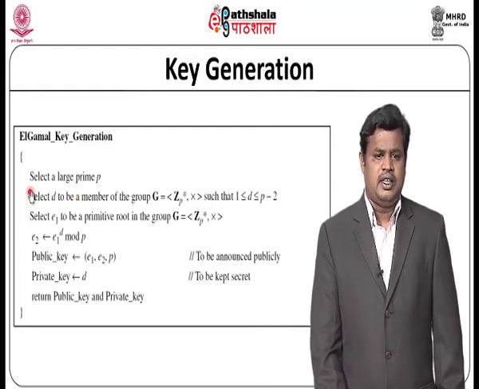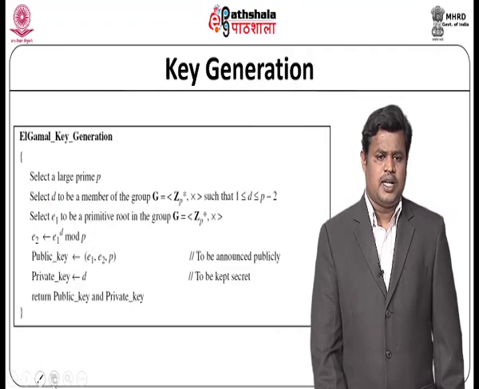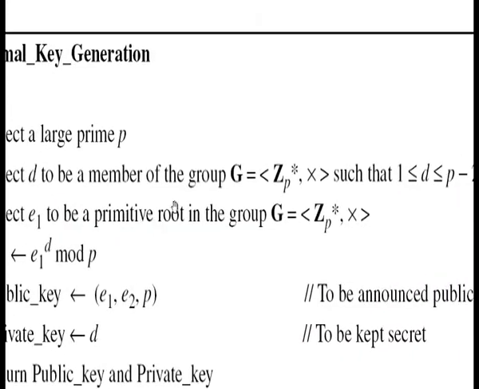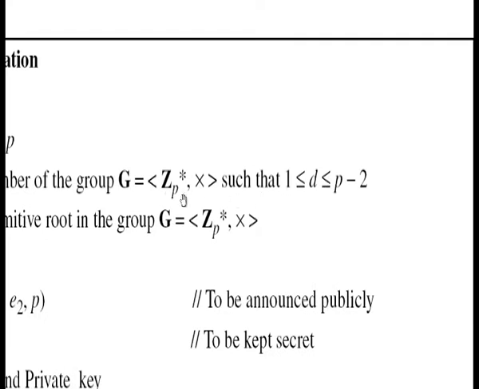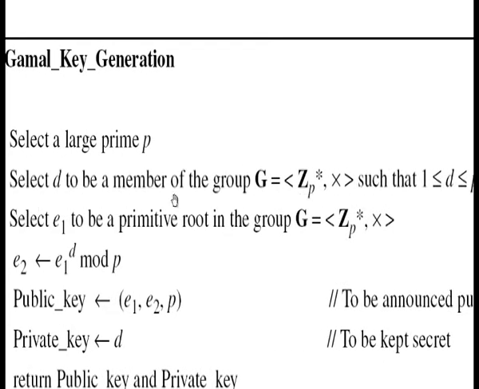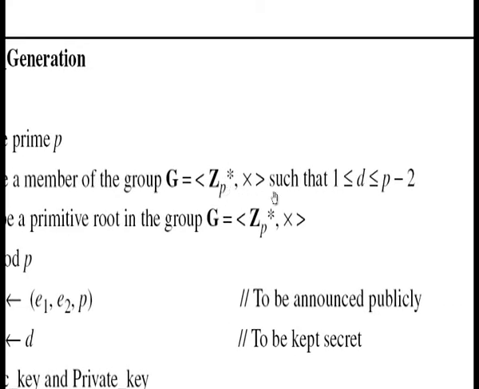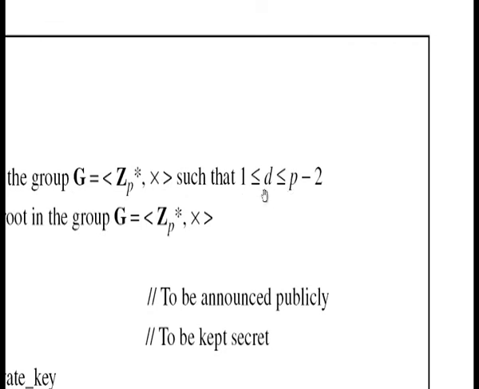So first thing they need to select a large prime number P and then select the D, a member of a group, such that D lies between 1 and P minus 2. It is very important that the D value should be a member of the group Z P star with the operator, where D must be within the range 1 to P minus 2.